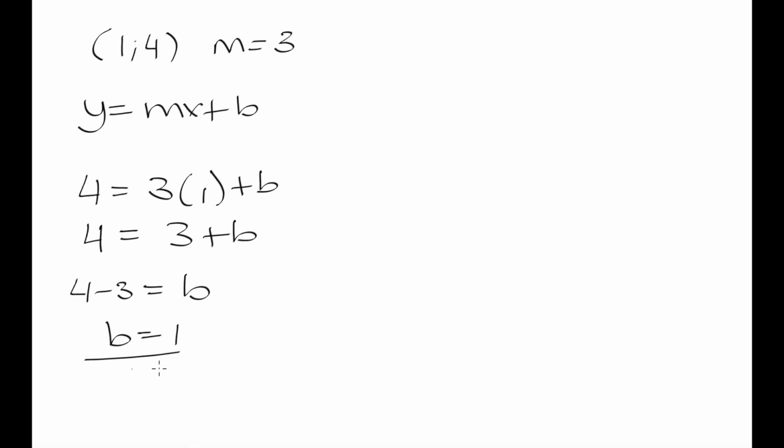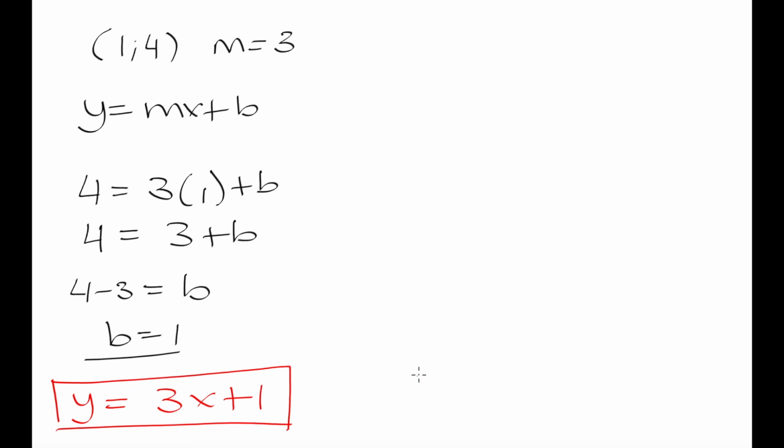Now that we have calculated our b value, we can write down our equation for our line. So we know that the equation for our line is going to be y is equal to 3x plus 1. 3 was our slope that we were given in the question stem, and we have our b value of 1. And this is going to be the equation of our line. So that is a quick and easy way that you can find out the equation of a line when you are just given a point and the slope of the line.